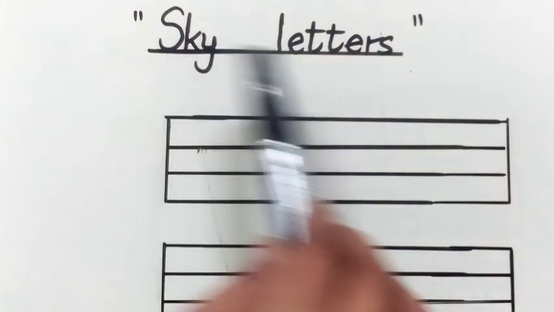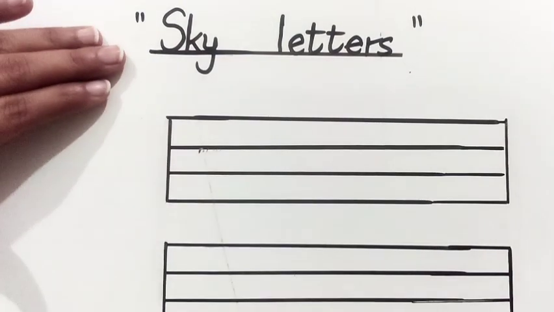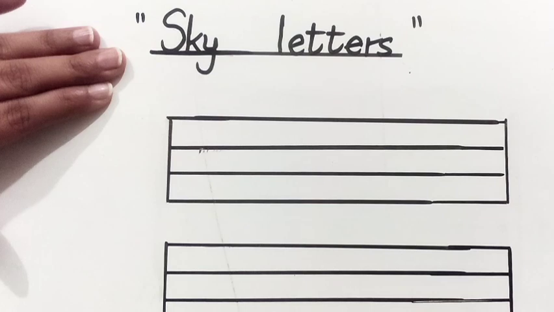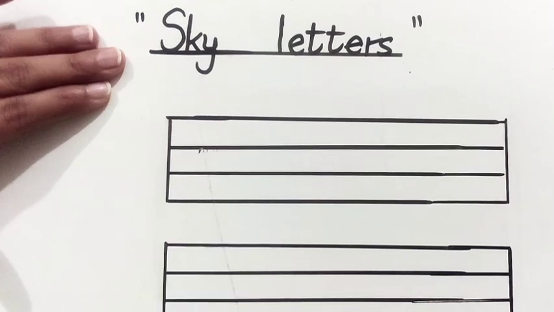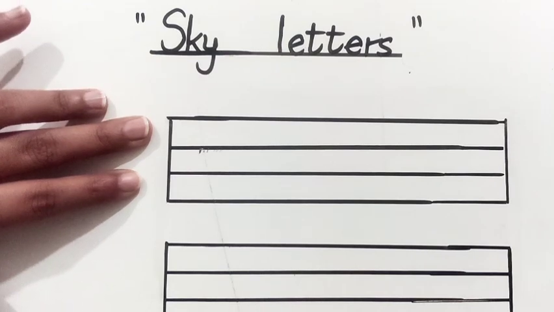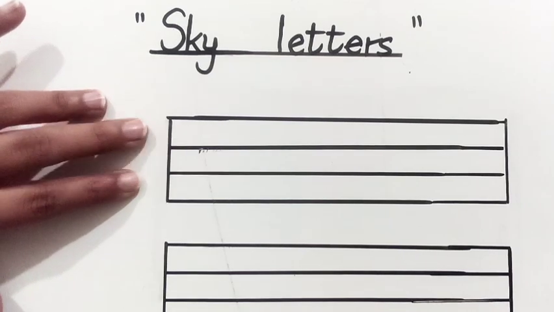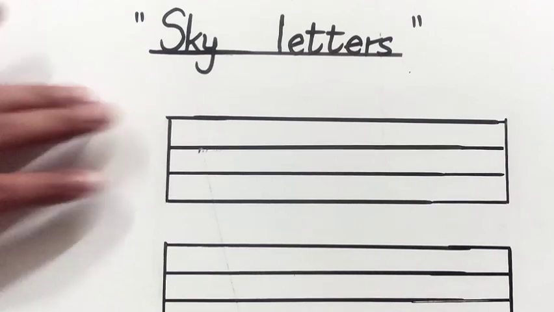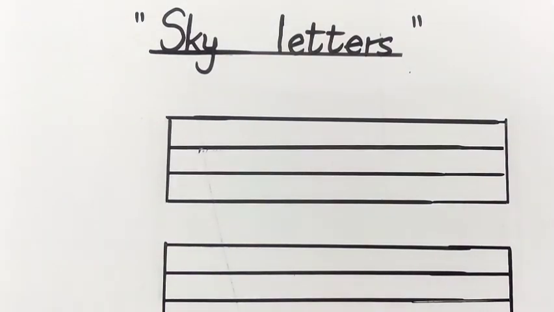So let's discuss first of all what sky letters are. Sky letters are those letters that go up to the first three lines, right? It means the letters that fit in the first three lines are called sky letters. Alright, I'll write sky letters here.